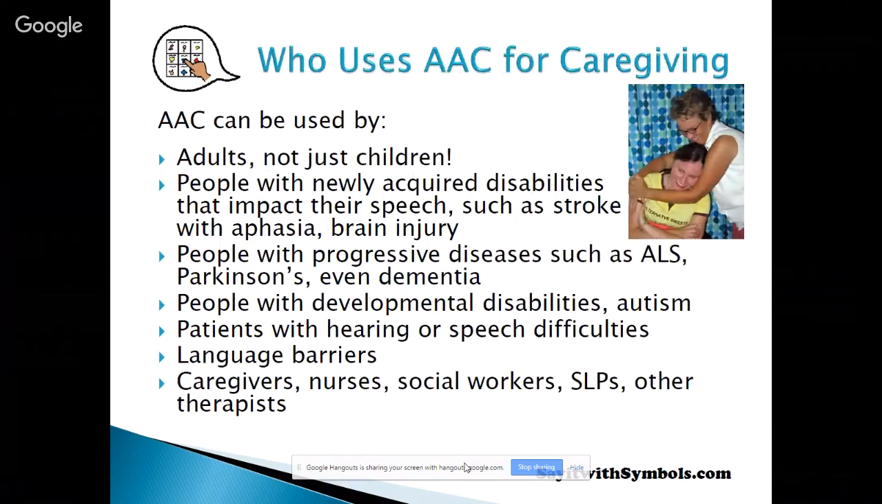So who can use augmentative communication for caregiving? It's adults. It's just not children.